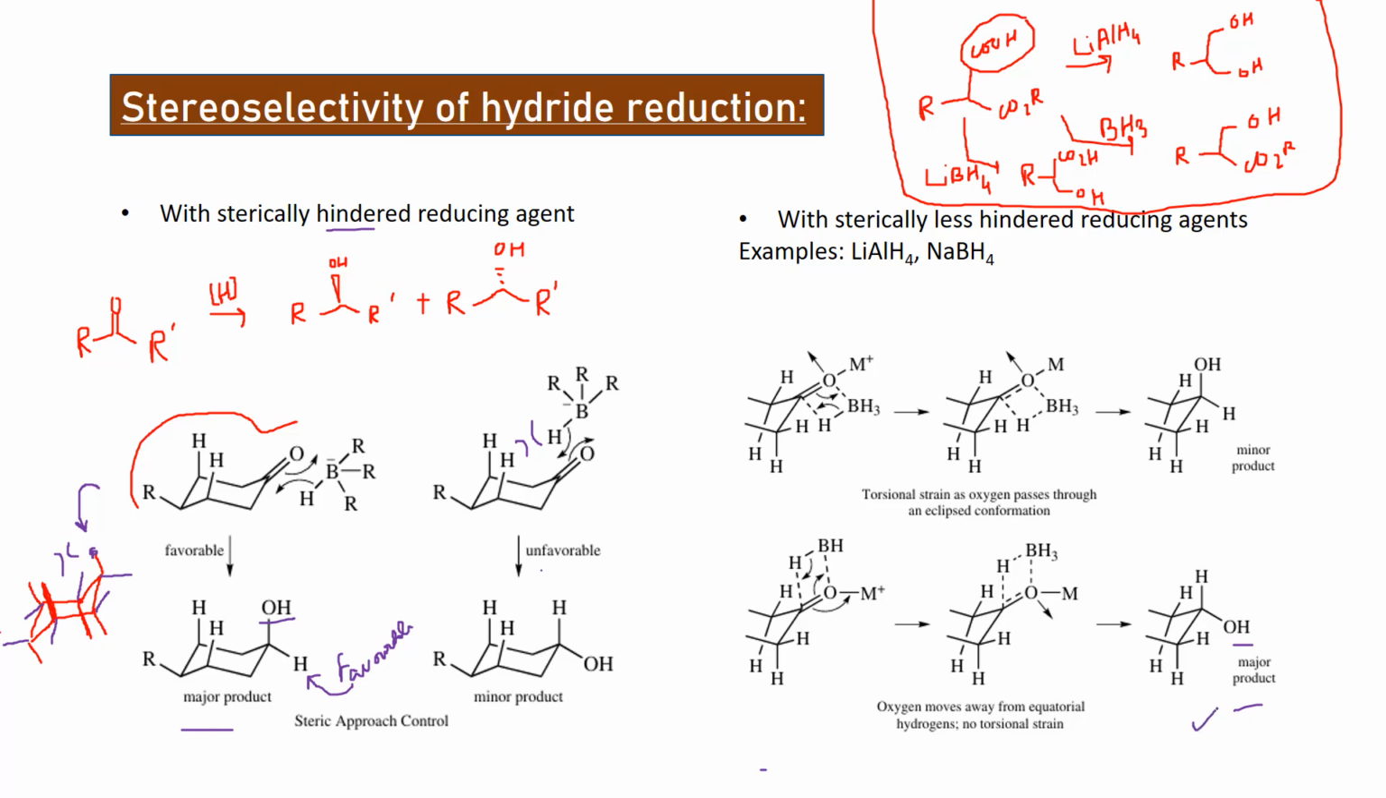If you have a normal reducing agent like LiAlH4 and NaBH4, the hydride will always approach from the axial, like the straight bond, the hydrogen will form this straight bond, and the product will be equatorial. But if it is a bulky reducing agent, then it will approach from the equatorial and the product will be axial.